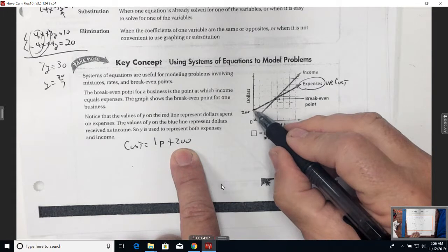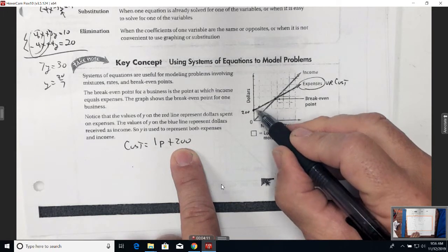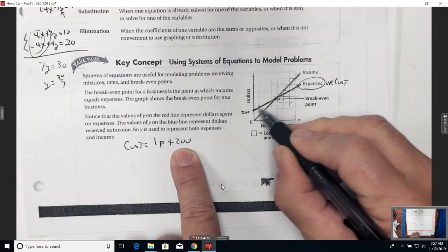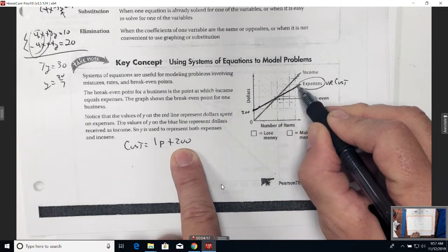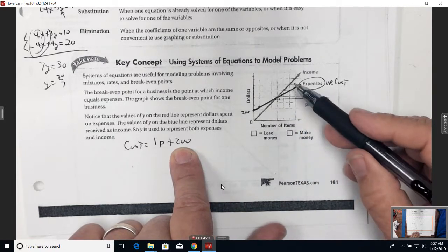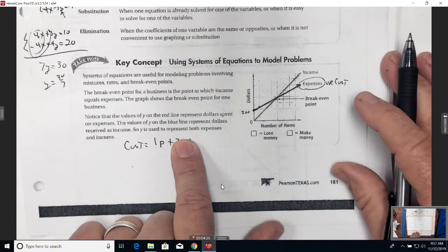All right, and then it's going up. My cost is increasing per each pen that I make. If I make 1 pen, it's 201. 2 pens, 202, 203, 204. And so it's steadily increasing as I produce more pens. And it's going up forever. If I make 5 million pens, what's the cost? 5 million plus 200 would be $5,000,200.